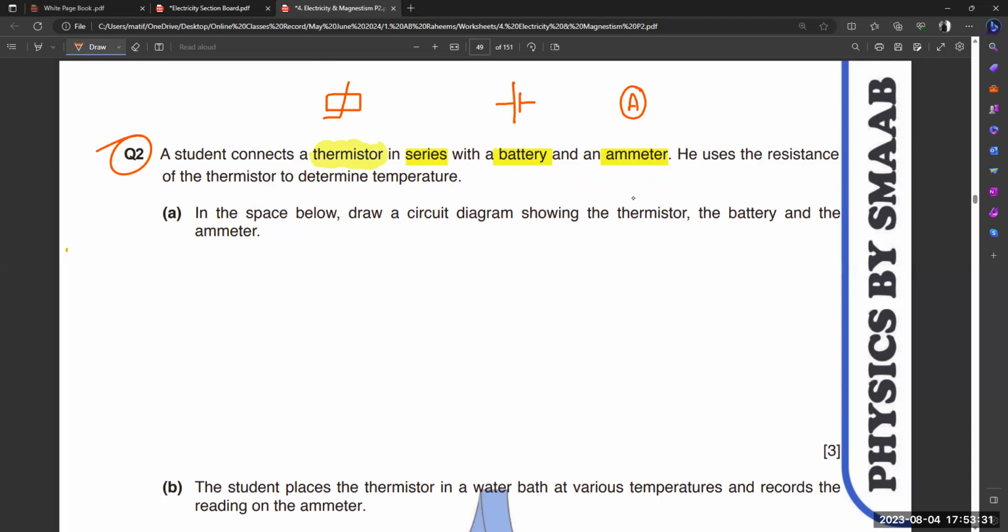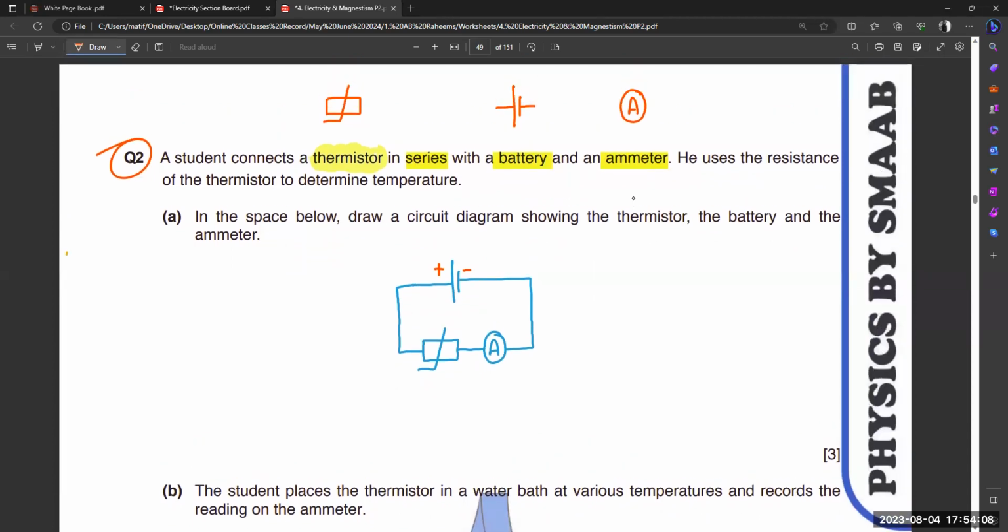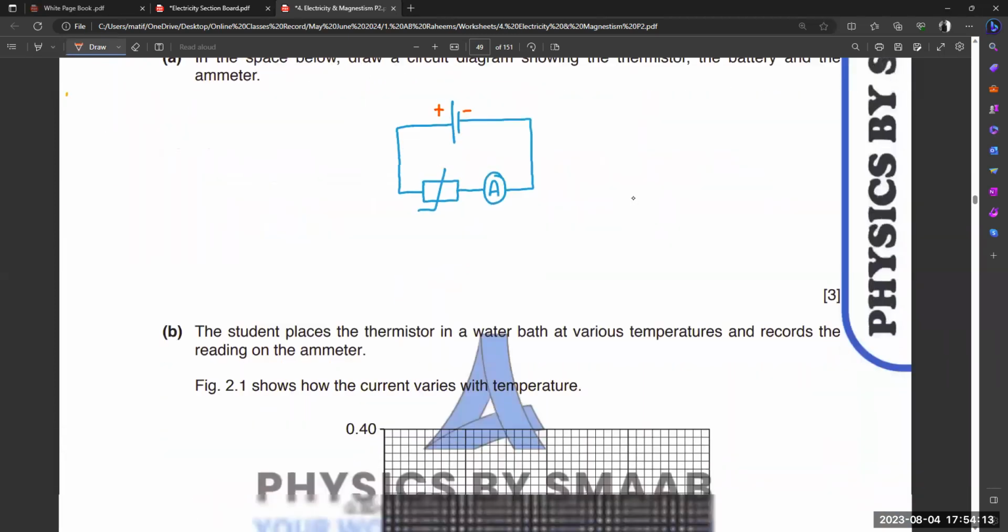And all are connected in series. So now the circuit is very simple. You just need to start. Let's suppose we start from a battery, then connect a thermistor. It won't matter where you draw these things, right? If you want, you may write plus and minus. Otherwise, it is definitely understood that the long line shows positive and the short line shows the negative sign.